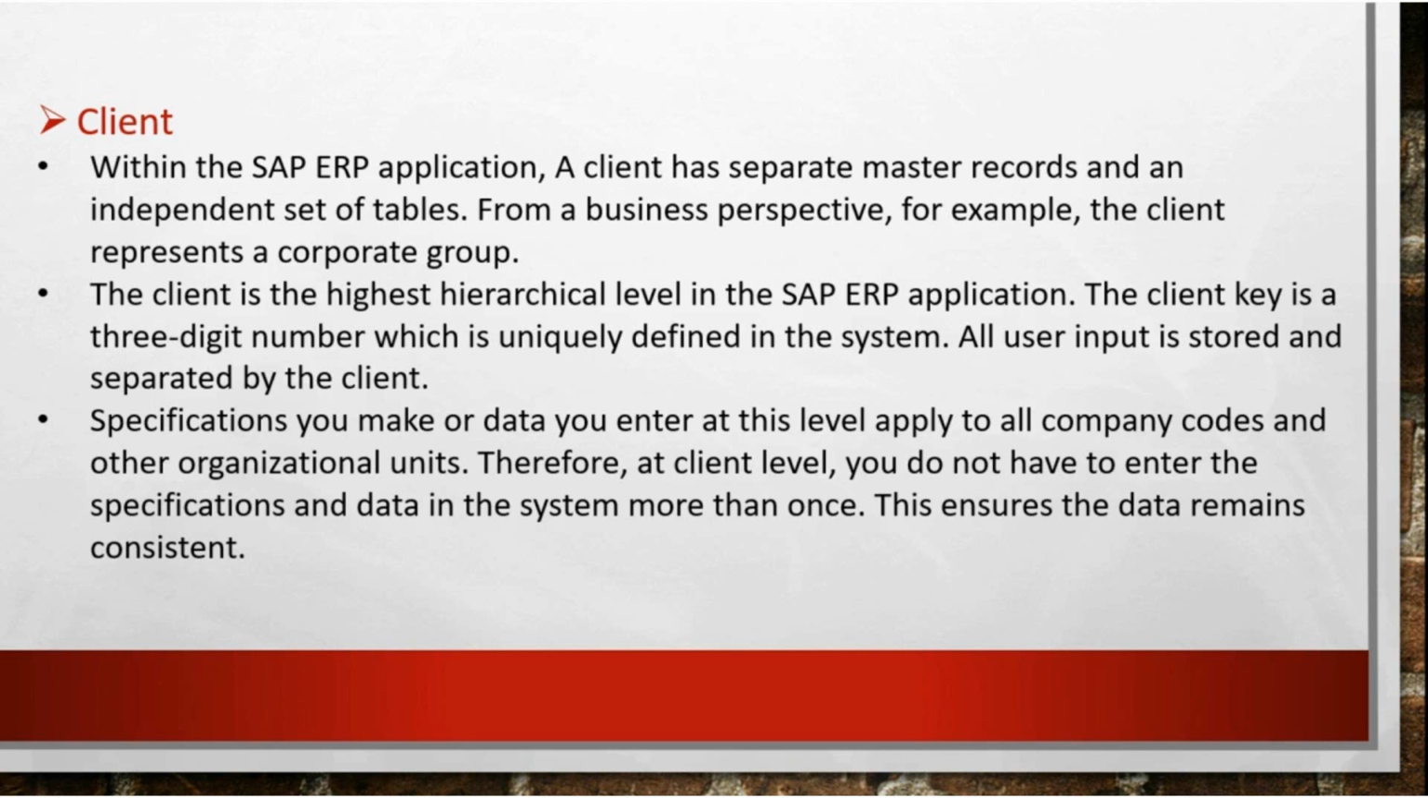But in the Reliance Group of Industries, if you divide the companies separately, the retail sector is separate, oil and distribution is separate, Reliance Jewelries is separate, Reliance Fresh is separate. So these all come under different company codes. But the corporate group comes under only one, that is Reliance Group. So I can take a client as a hierarchical level. The client is the highest hierarchical level in a SAP ERP application.